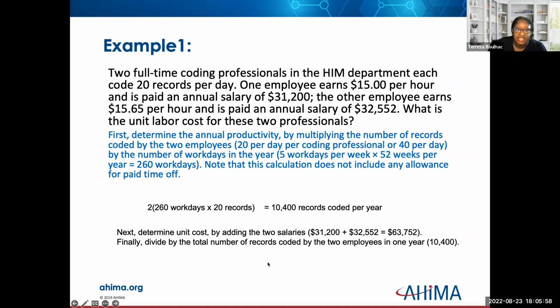Next, determine unit costs by adding the two salaries. You have 31,200 plus 32,552, giving you 63,752. Finally, divide by the total number of records coded by the two employees in 1 year. You have 10,400. So 63,752 divided by 10,400 lets you know that you're looking at about $6.13 per record.